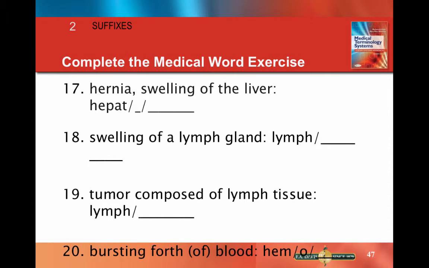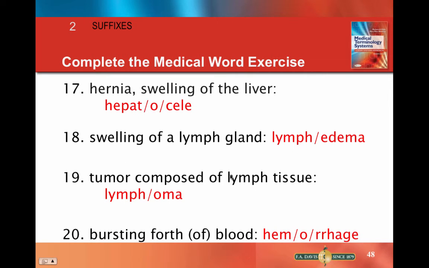Then we have hernia or swelling of the liver, swelling of the lymph gland, tumor composed of lymph tissue, and bursting forth of blood. Hernia or swelling of the liver, remember hepat is liver, so hepatocele. Swelling of the lymph gland, lymphedema. Tumor composed of lymph tissue, lymphoma, remember tumor is oma. And bursting forth of the blood is hemorrhage. We also call that just bleeding.